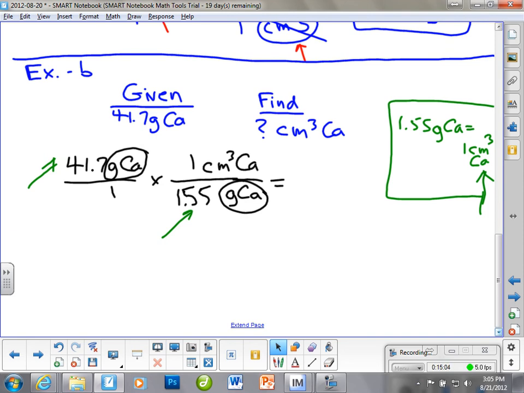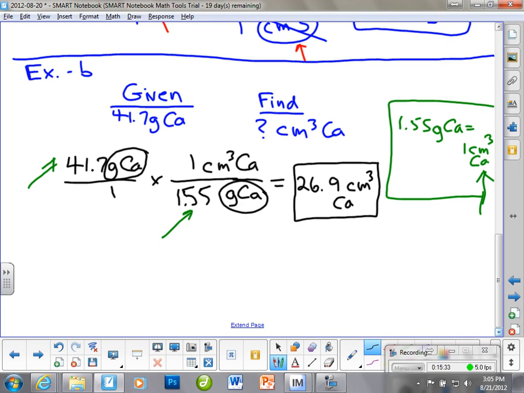So I'm hitting divide. I'm going to put in the 1.55 and hit my equal sign, and what I get from this particular calculation on my little calculator here is 26.9. And that is what unit of measure? Centimeters cubed. And what's the substance? Calcium. And that is our answer.